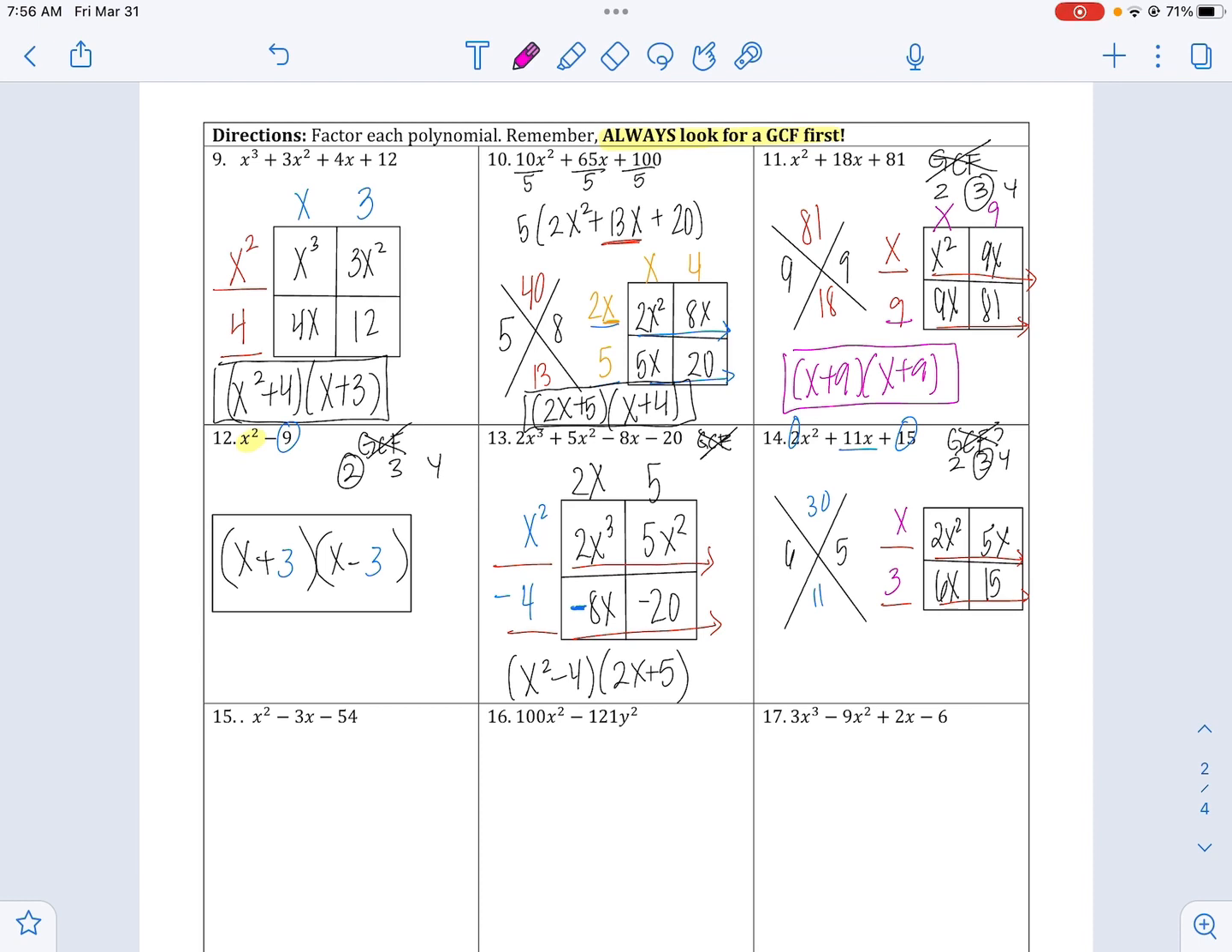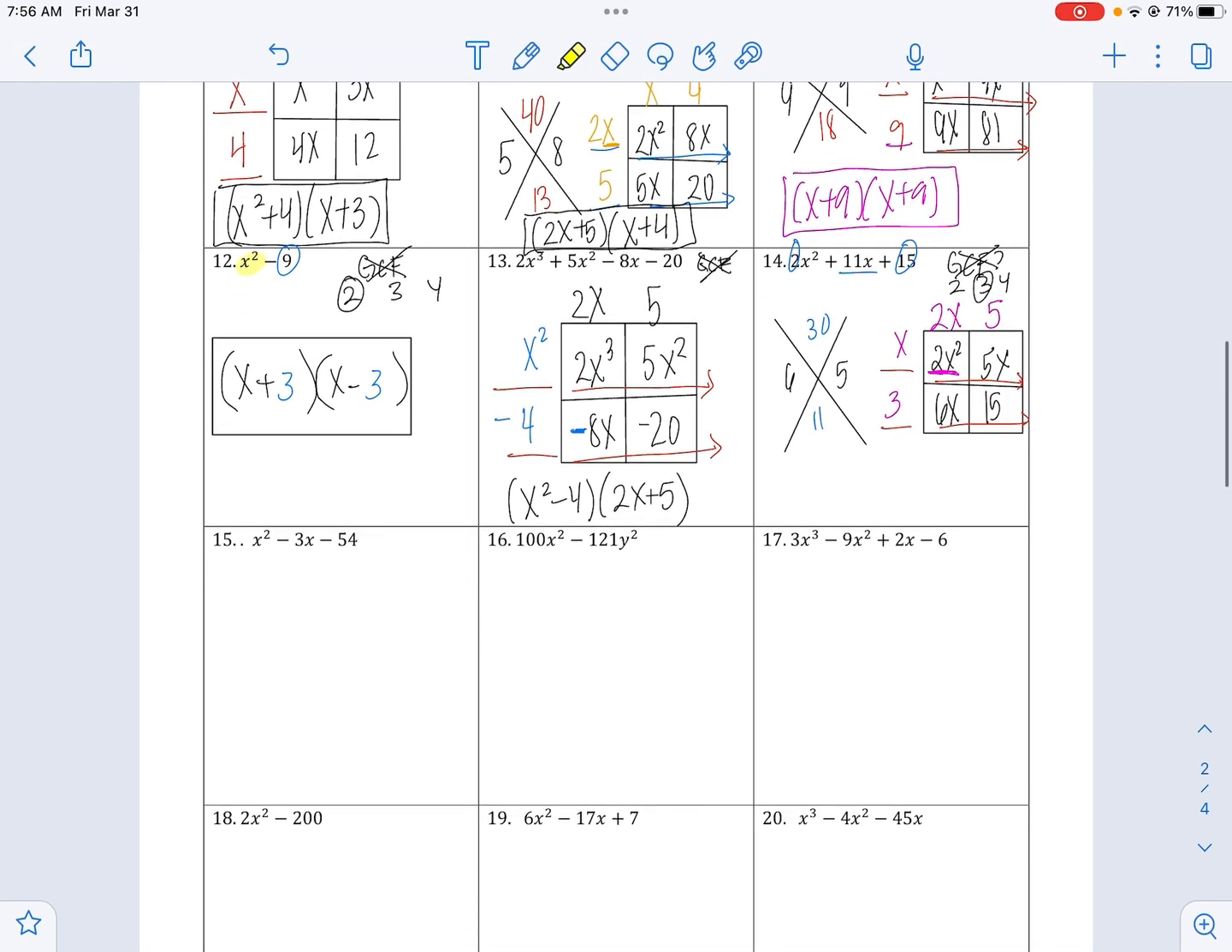Go ahead and work backwards. X times what gives me 2x squared? That's 2x. X times what gives me the 5x? It's just 5. Double check your work. That's 6x. And this is, my bad, 15 right here. Okay. Awesome. Let's go ahead and move on to number 15.